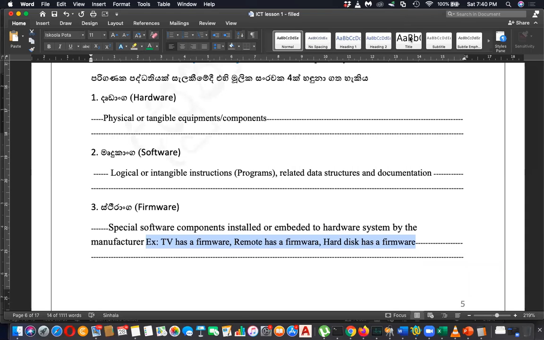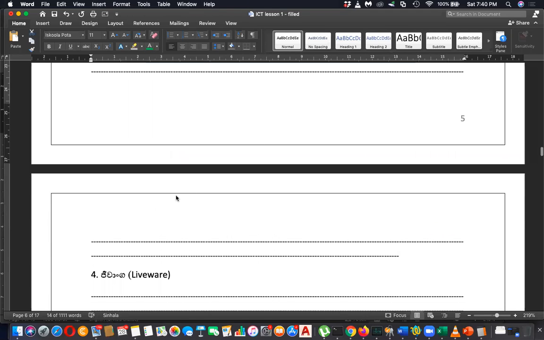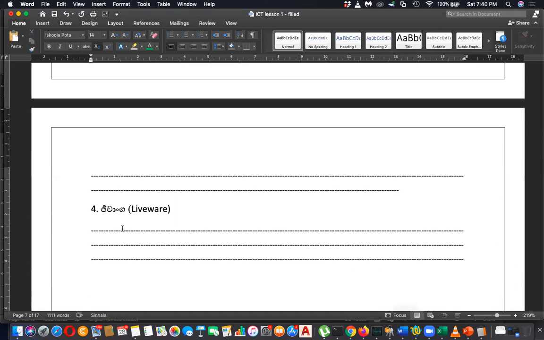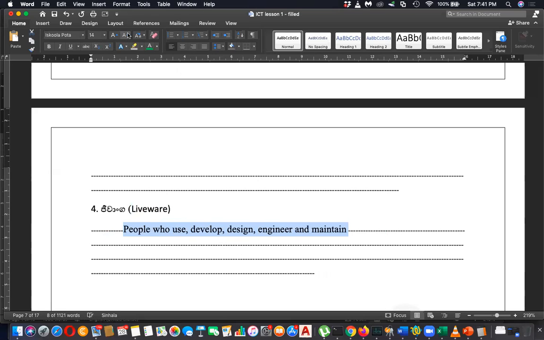You are not giving me feedbacks. Right? I think this is over now. Okay, finish writing. The fourth one is liveware, or people who use, develop, design, engineer, and maintain. Those are called liveware. Any kind of people involved in these computer systems, any involvement, we call liveware. Okay, four main components.